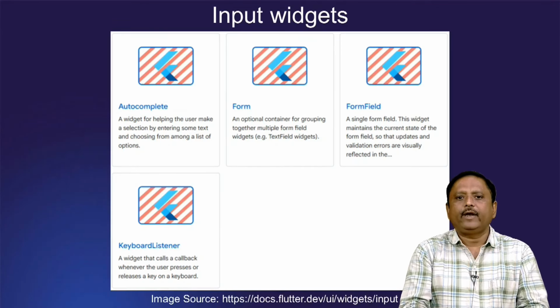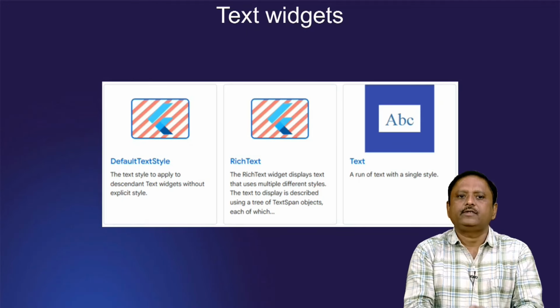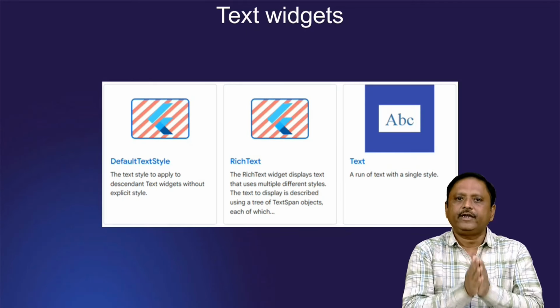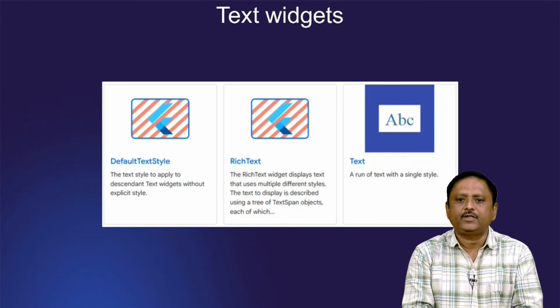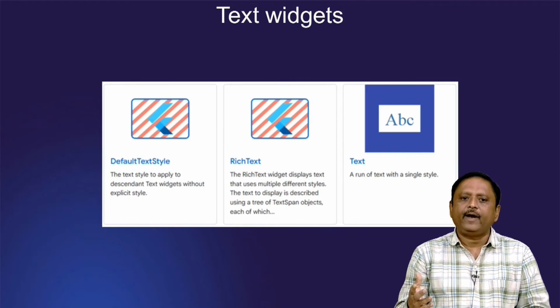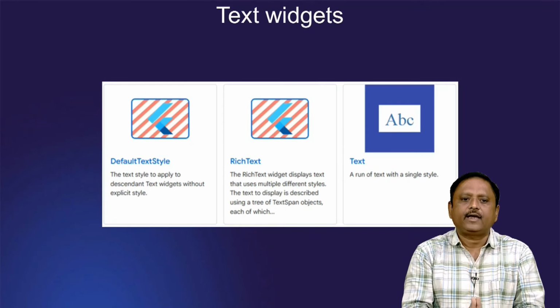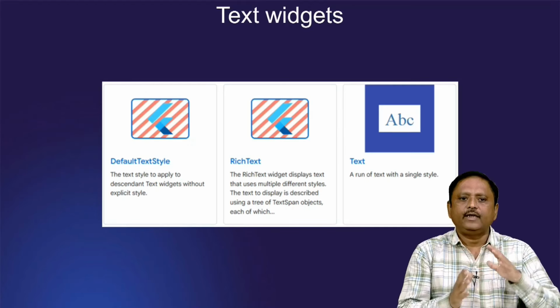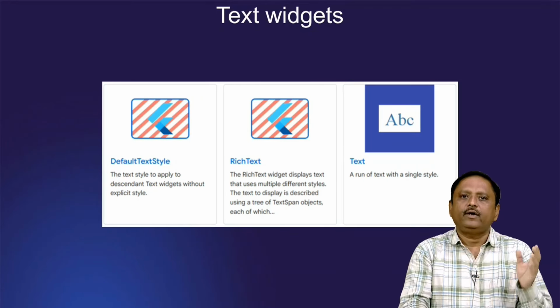Another type of widget is text widgets. There are 3 types of text widget. First is default text style, another is rich text and third one is text. Text is a run of text with a single style, while in case of rich text you can display text that uses multiple different styles, and default text style is a text style applied to descendant text widgets without explicit style. So, these are called text widgets.